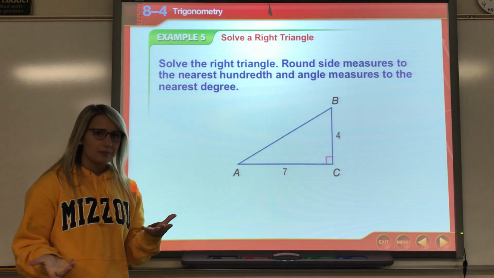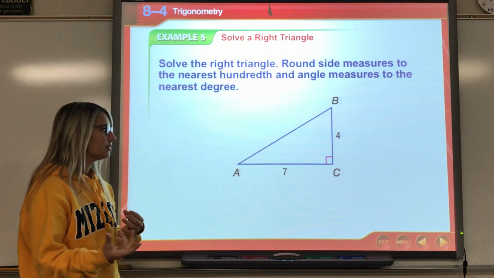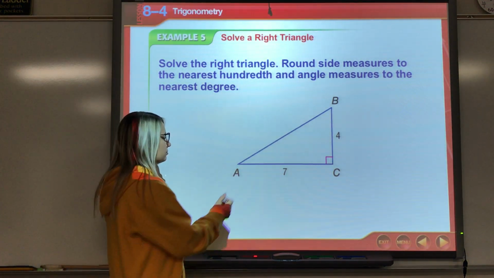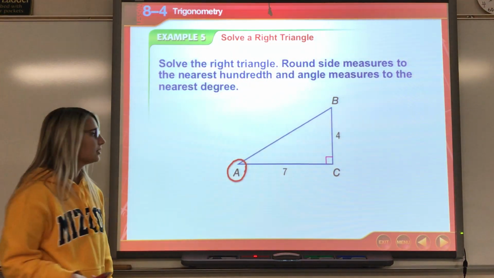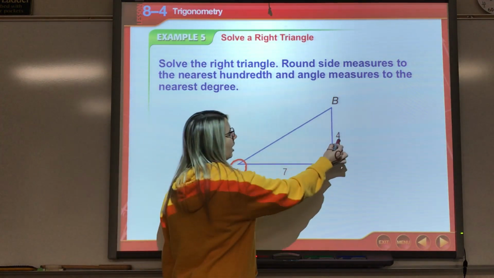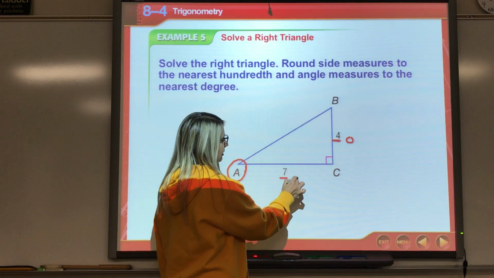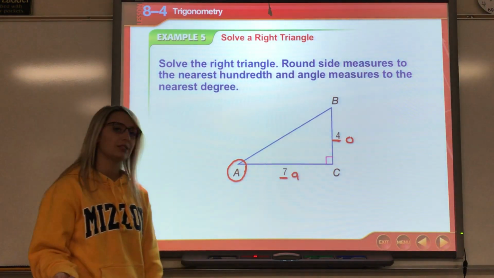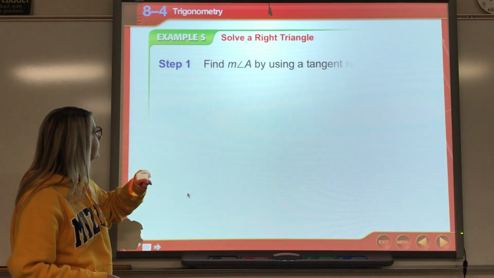So as always, I keep saying this, we want to look at what they give us. So here, if we start with angle A, say we want to find what that is first. We're given the opposite and the adjacent. So it looks like we would use the tangent. And I think they're going to use that on the next page.